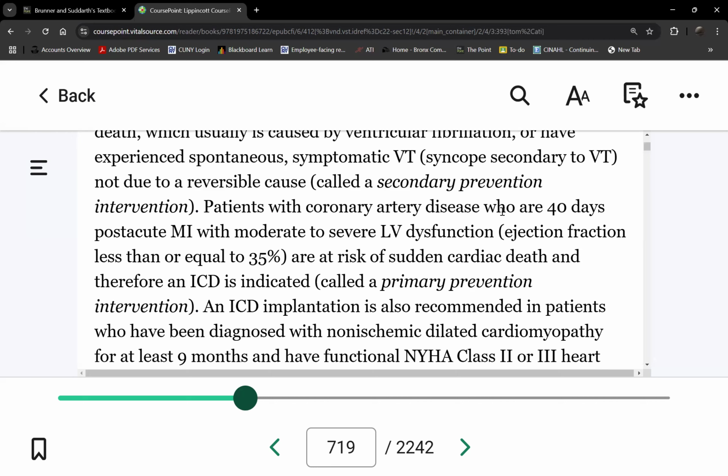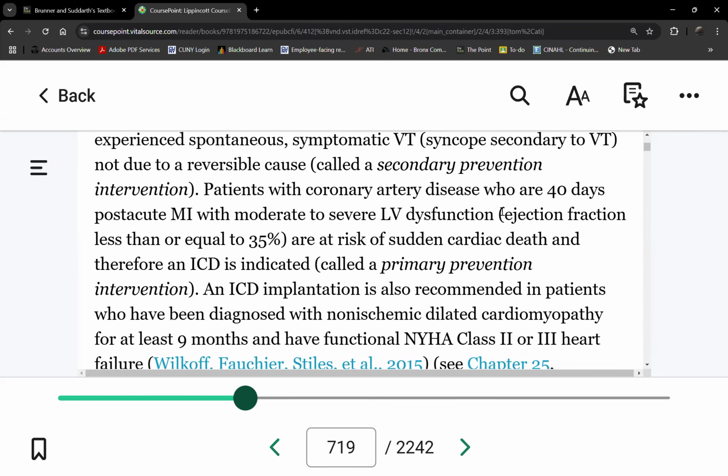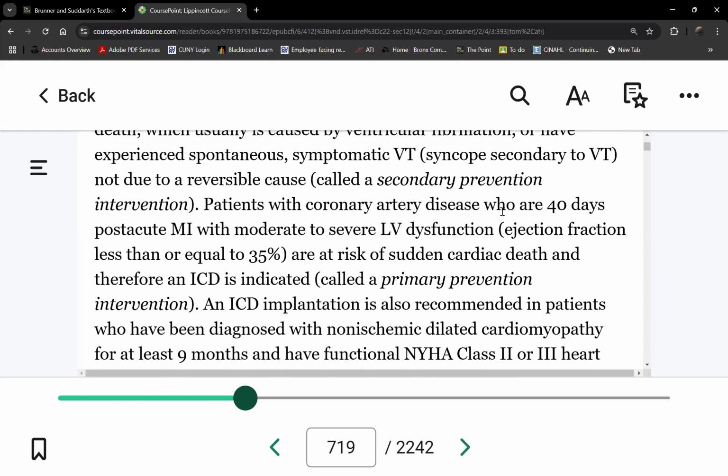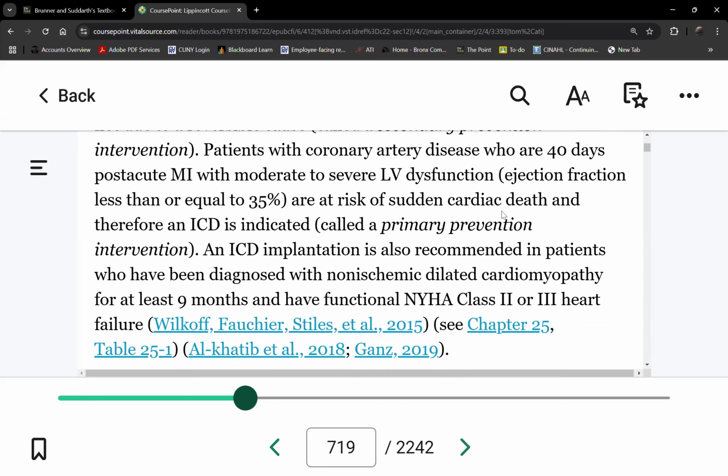Patients with coronary artery disease who are 40 days post-acute myocardial infarction with moderate to severe LV dysfunction. Left ventricular. What is it? Left ventricle. Left ventricular dysfunction, ejection fraction less than 35%, are at risk for sudden cardiac death, and therefore ICD is indicated. Primary prevention. All right, and then last, ICD is also recommended in those with class 2 or class 4 heart failure. So those are the indications, right?